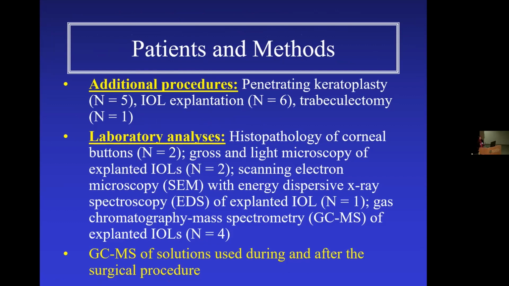And we had to do a lot of analysis to understand what was going on. And the most important analysis were gas chromatography mass spectrometry of the substance that was coating the intraocular lens. We compared these to all solutions used before, during, and after surgery. And then we figured out that this was related to the ointment that was applied after surgery. So you have to be very careful with the combination clear corneal incisions, ointment, and eye patches, because ointment is very, very toxic to intraocular tissues.